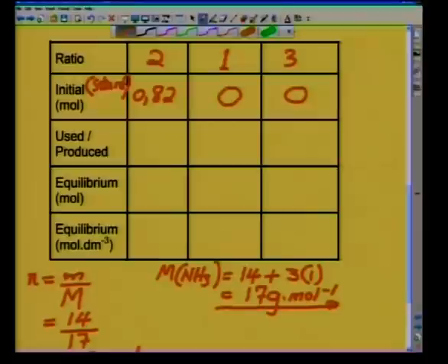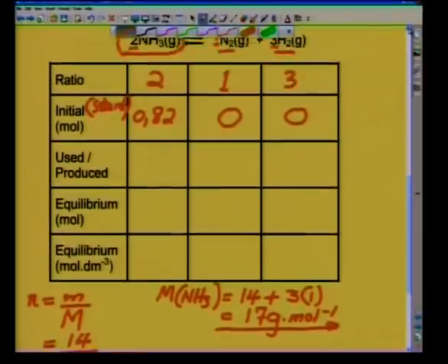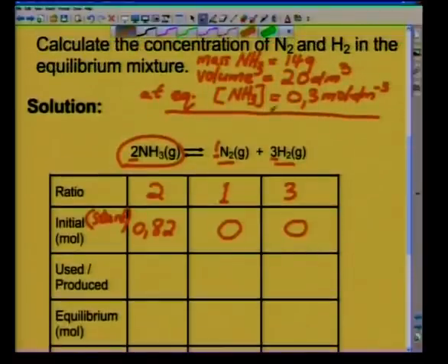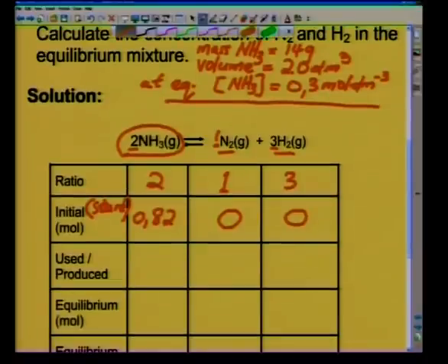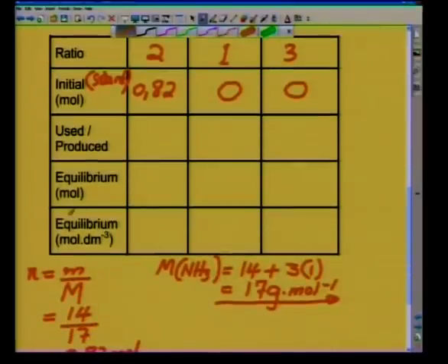Now, we are also told from the given information that at equilibrium, the concentration of ammonia is 0.3 mole per cubic decimeter. Now, we also need to work out the number of moles from that concentration. Or perhaps before we do that, let's just slot it in. We know this is the equilibrium concentration for ammonia, 0.3 moles per cubic decimeter.